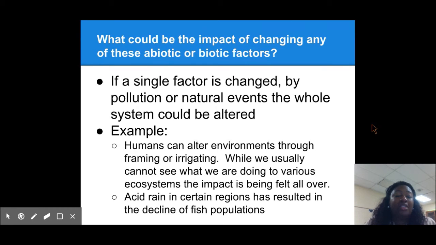Another example, humans can alter events through farming or irrigating. While we usually cannot see what we're doing to various ecosystems, the impact is being felt overall. So cutting down trees is harming another environment. That's harming the birds, the species that live in those trees. We're limiting their environment. Acid rain in certain regions has resulted in the decline of fish populations. So just small things can impact living and non-living factors.